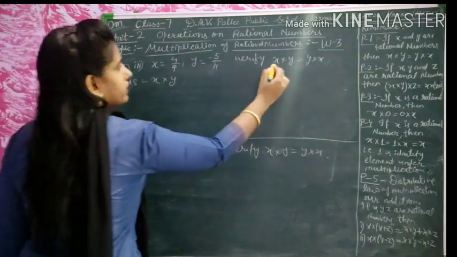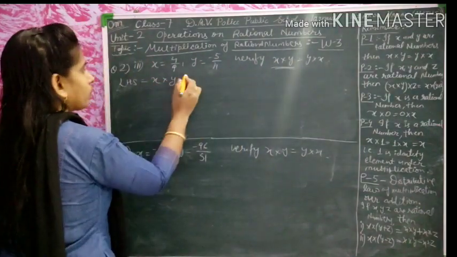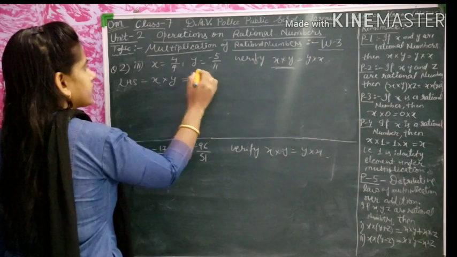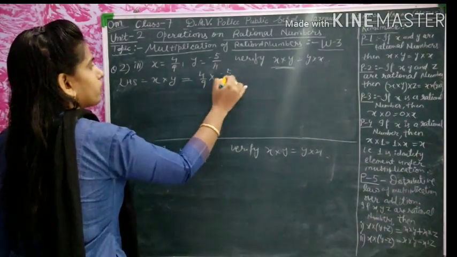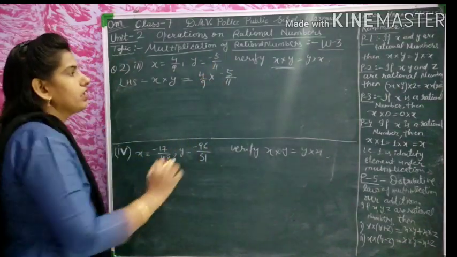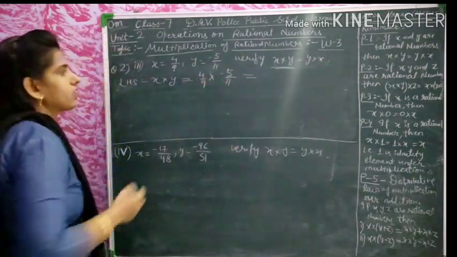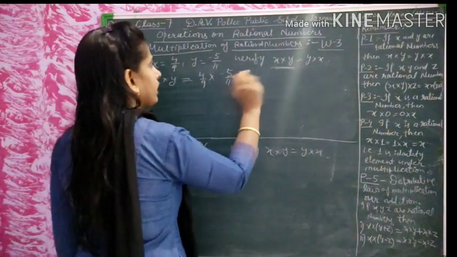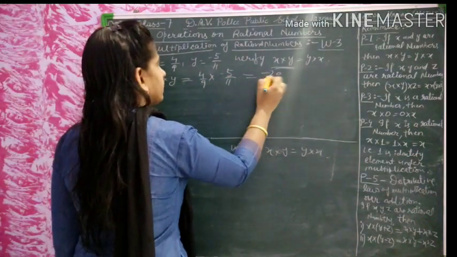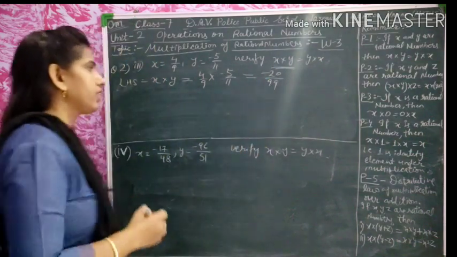Here is the LHS, x into y. Where is x here? 4 by 9. And where is y here? Into minus 5 by 11. Now, can any number be cut by any number? No, it is not divided by any number. So it is minus 20 divided by 99.